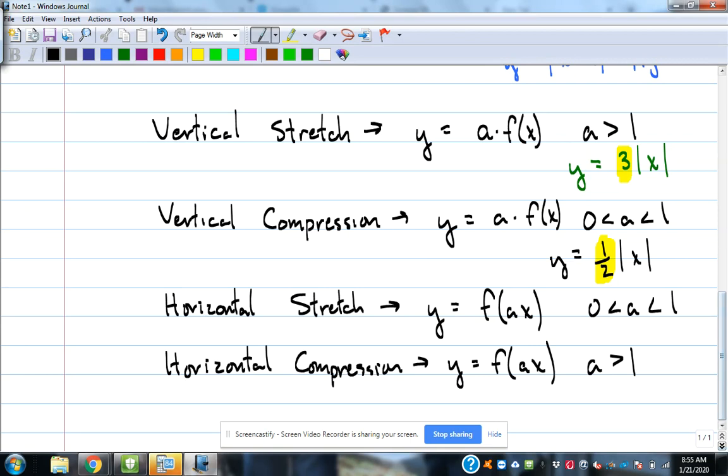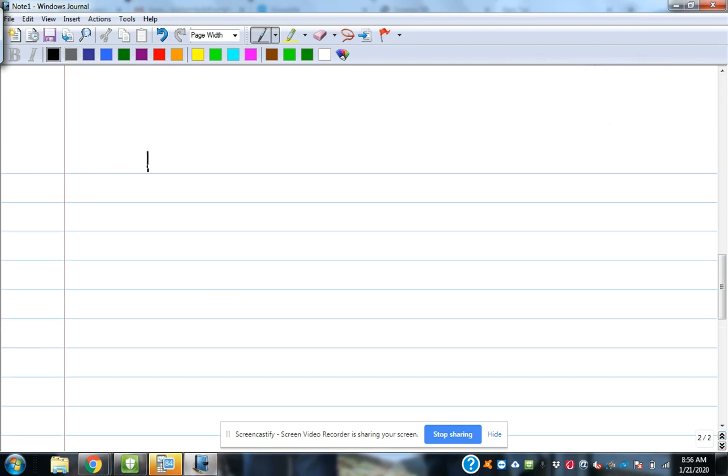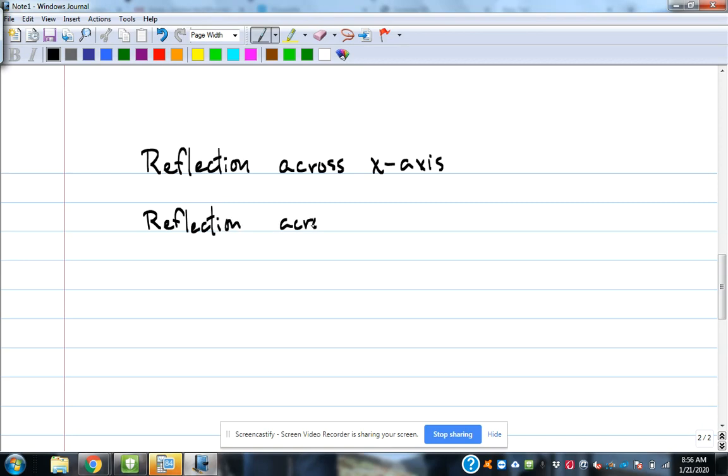And then the last types of transformations that we're going to deal with are reflections. A reflection across the x-axis, and then we'll do a reflection across the y-axis.